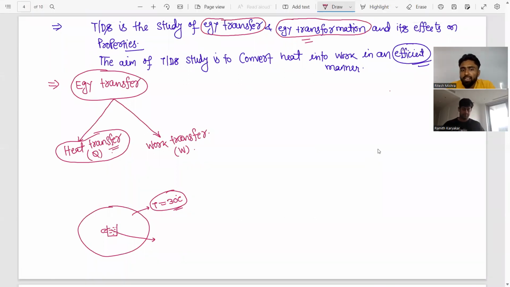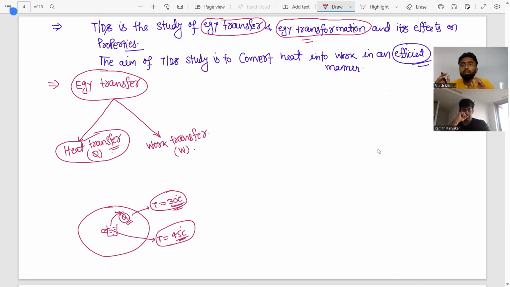Let us assume this tea has a temperature of 45 degrees Celsius. So what will happen? We have seen that after some time the tea gets cold. Why? Because the tea is kept in the room and the room temperature is less than the tea temperature. So due to this temperature difference, heat transfer will occur. The heat of the tea will go into the room.